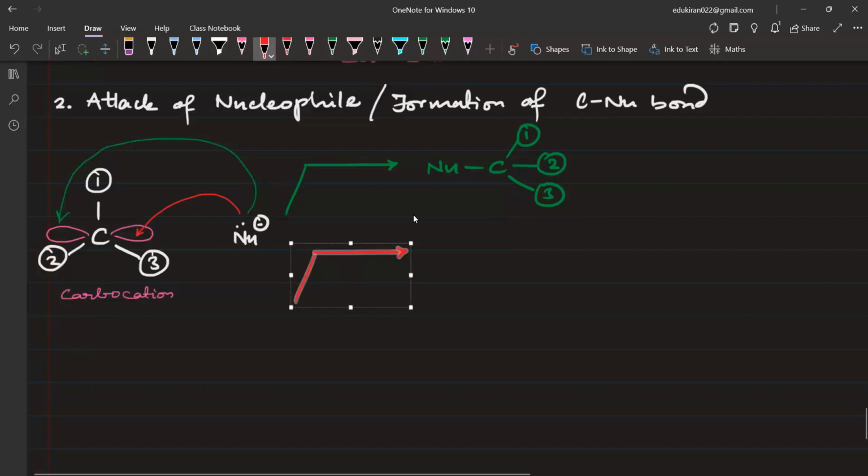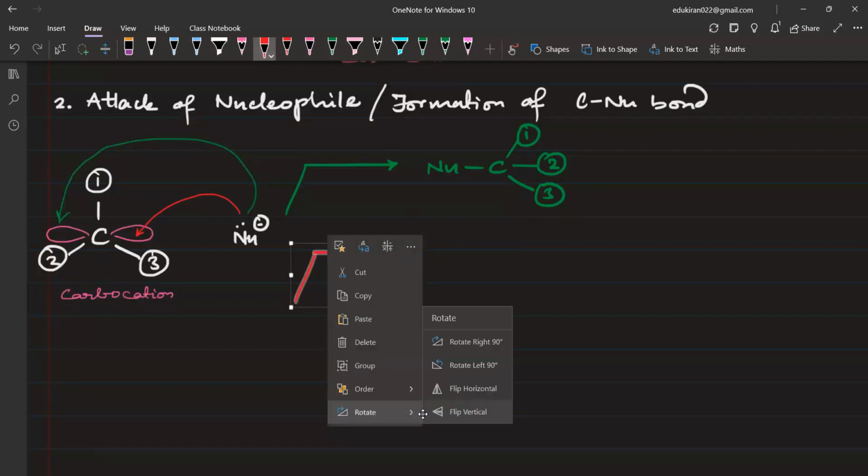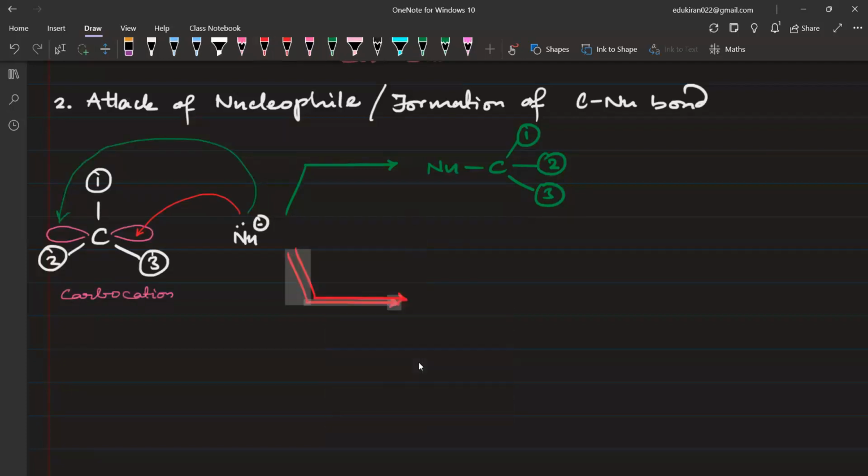Then another case would be the red one. If I am going through the red mechanism, the red attack, then you can see that we are going to make a compound which is like this: the carbon atom, first group, second group, the third group, and the nucleophile will be attached here.